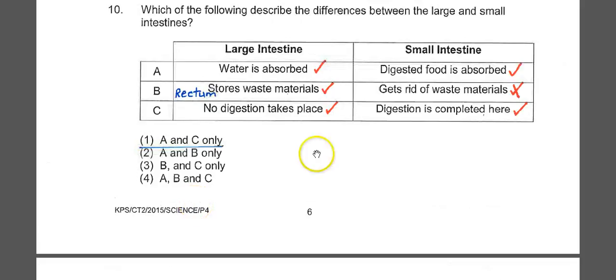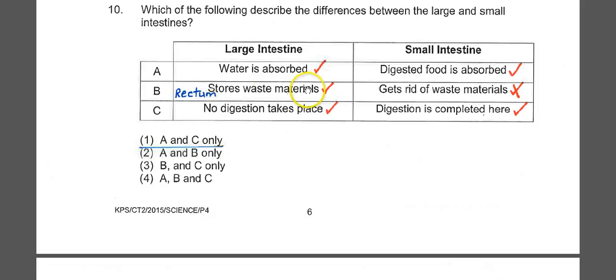Which of the following describes the difference between the large and small intestines? Large intestine, small intestine. Straight away, this is wrong. Small intestine gets rid of waste material. Not really. It lets the rest of the undigested food pass, and it goes through the large intestine.